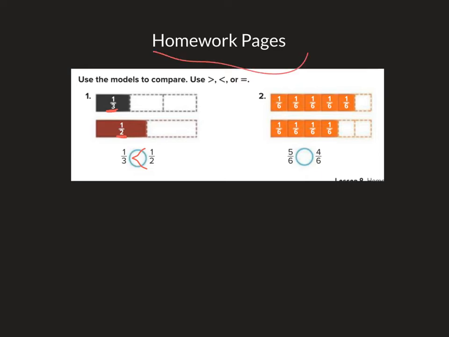Oh, yep, sorry, this is in the homework pages. So you can switch to that page if you'd like and follow along with me. Here we're comparing 2 fractions that have the same denominator. Here I have 5 of those 1/6 fractions, and here I have 4 of the 1/6 fractions. So 5/6 is greater than 4/6, just because I have one more of them, see?